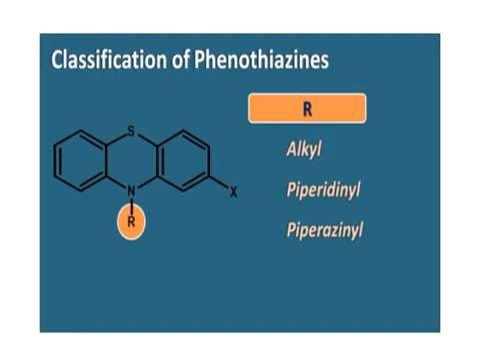Then the classification of phenothiazine derivatives: they are divided into three types with respect to the side chain which is present. If an alkyl side chain is present, it is called alkyl phenothiazine. If the piperidine ring is present at this position, it is called piperidine phenothiazine. If the piperazine ring is present, it is called piperazine phenothiazine. This way the classification of phenothiazine takes place.